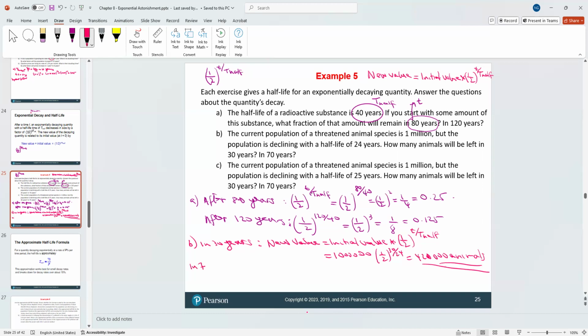In 70 years, again, the new value, always take the initial value, 1 million, times 1/2 power 70 over 24. That's the half-life because they already gave you the half-life. That gives you 132,000.